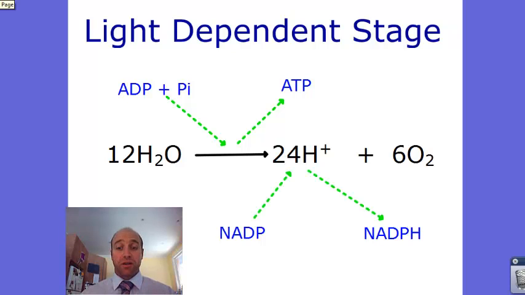And the hydrogen ions that are being produced are taken by a molecule called NADP, slightly different than NAD, which is used in respiration. NADP is a carrier molecule to carry the hydrogens to the light-independent stage. The oxygen is a byproduct. So at this stage of photosynthesis, oxygen is released as a product.